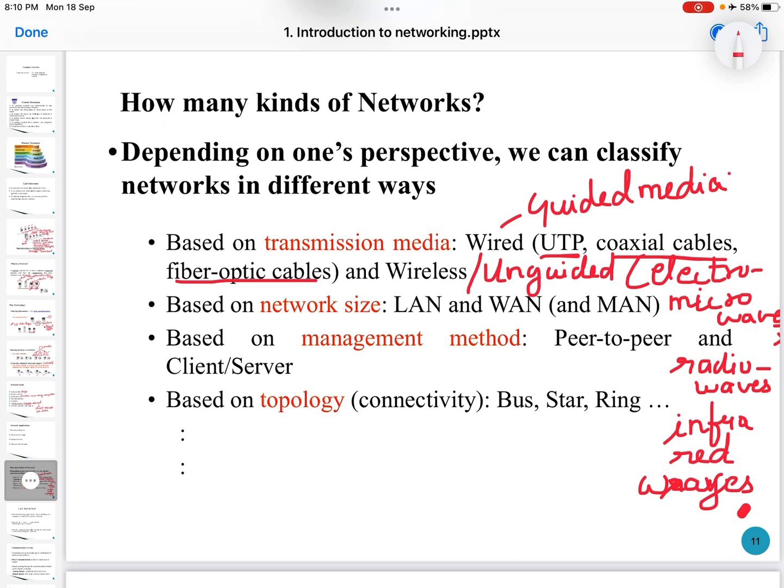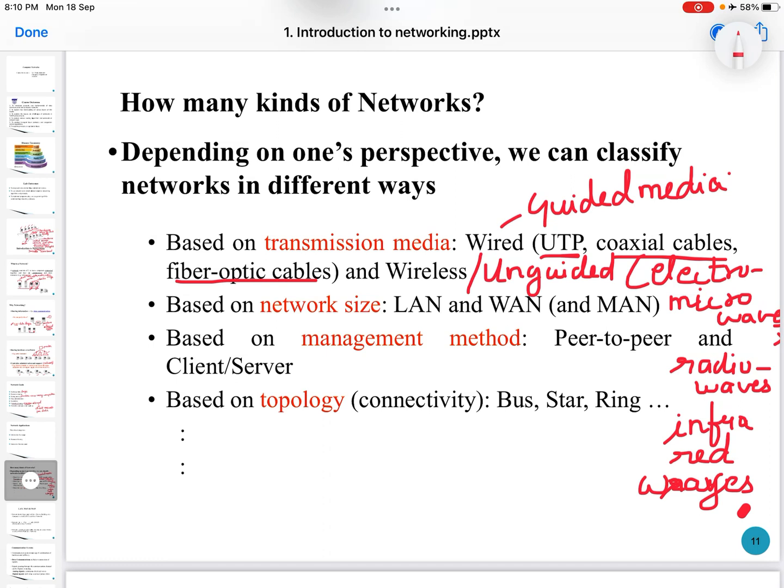You can also have different kinds based on the network size: LAN, WAN and MAN. What is LAN? Local area network. Wide area network. And MAN is metropolitan area network. So you can divide it on the basis of the network size.